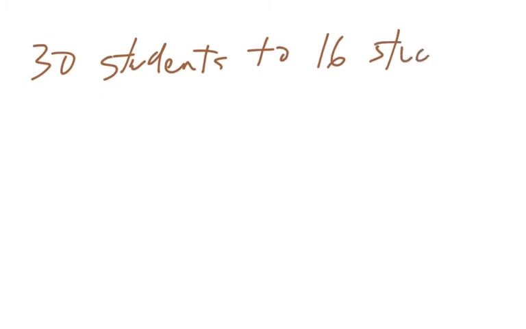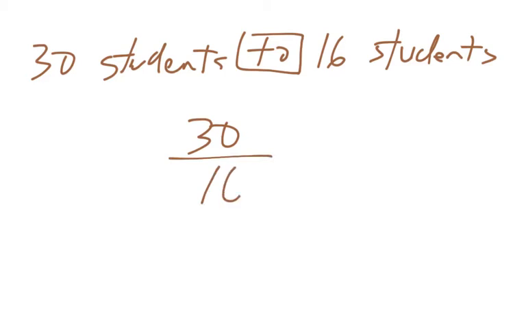So, for example, if we did 30 students to 16 students, well, the word "to" separates your numerator from your denominator. Let me clean it up a little bit. But the word "to" separates your numerator from your denominator. So this ratio here would be 30 over 16. But now when we simplify, 2 would be the biggest number that goes into both the numerator and denominator. So we'd get 15 over 8 for this ratio.